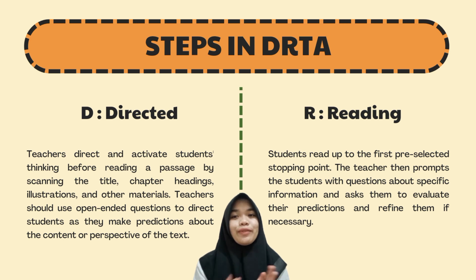The second is R for Reading. Students read up to the first pre-selected stopping point. The teacher then prompts the students with questions about specific information and asks them to evaluate their predictions and refine them if necessary. This process should be continued until students have read each section of the passage. That's it. Let's go to the next step.